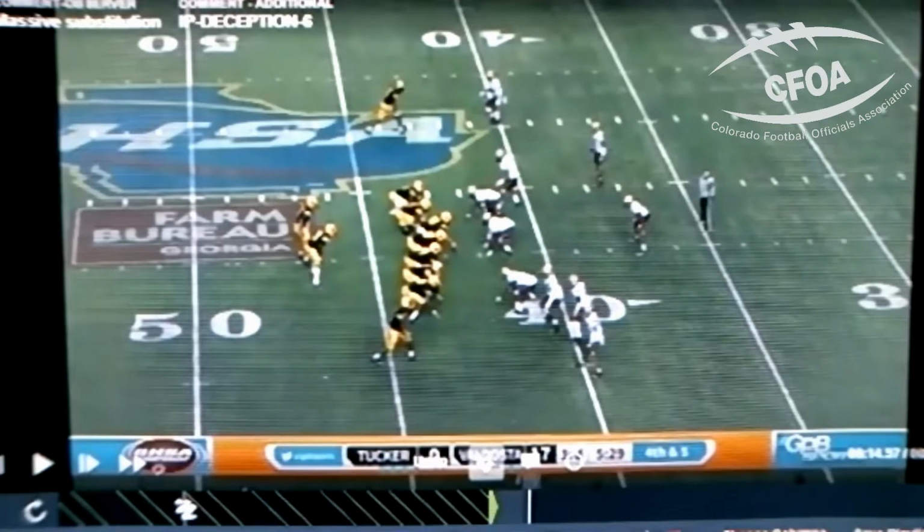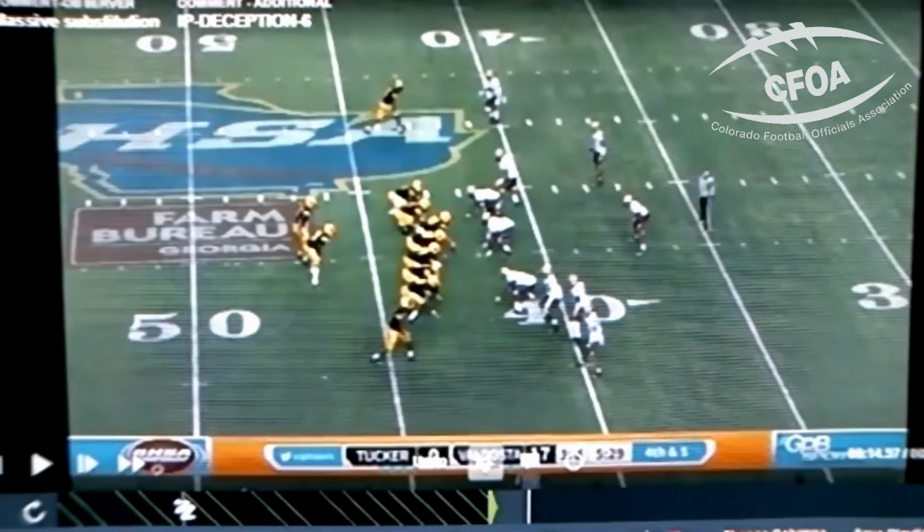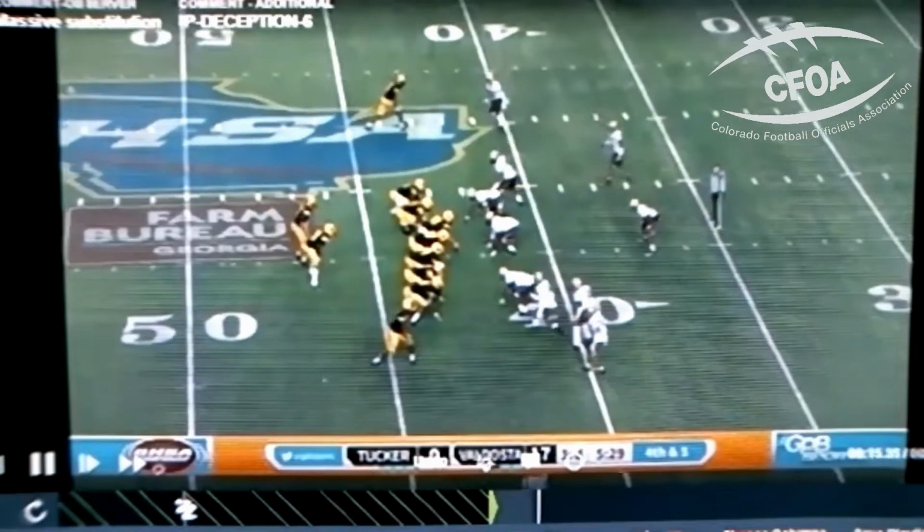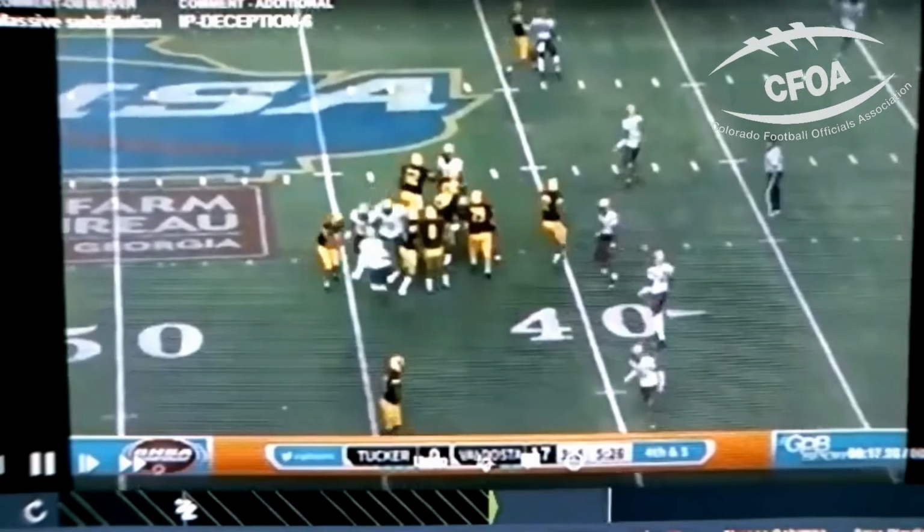Yeah, go ahead. Hey, George, quick question for you. This is Terrence. On this play, you said the defense had to burn a timeout because they did the substitution?